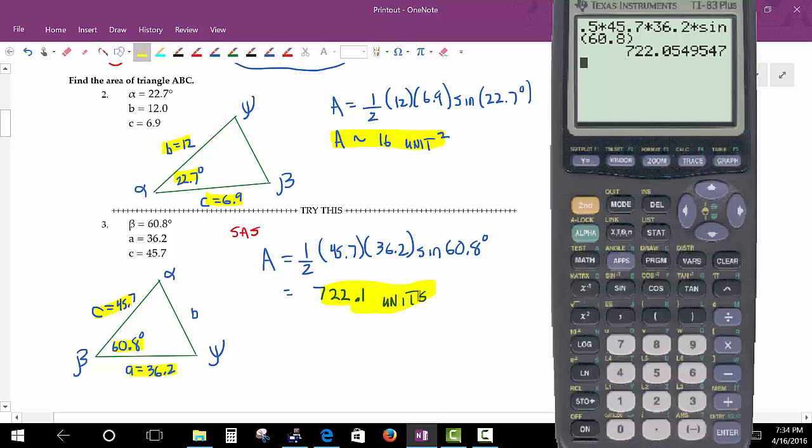All right, so that's how you do that triangle formula. It's very simple. It holds for the side angle side case. Learn it in words. It's 1/2 the product of the two sides times the angle in between.